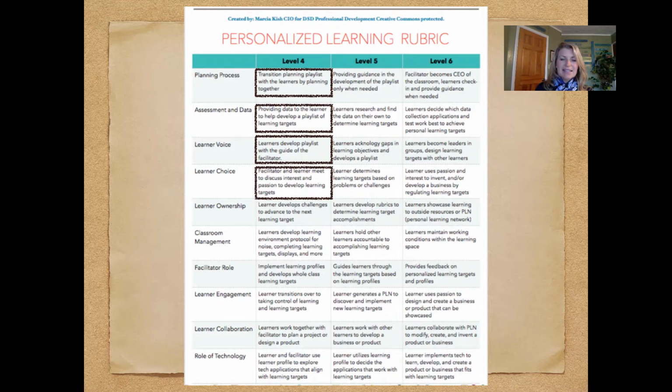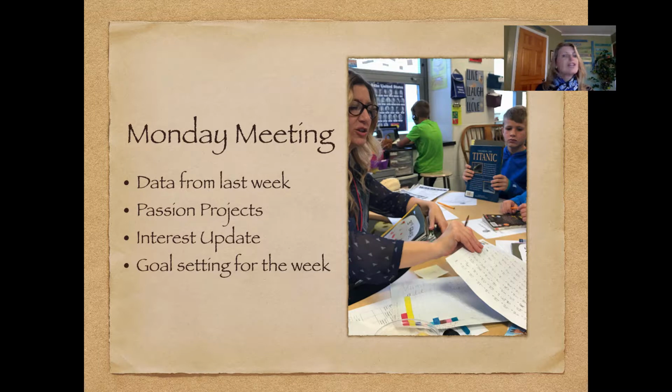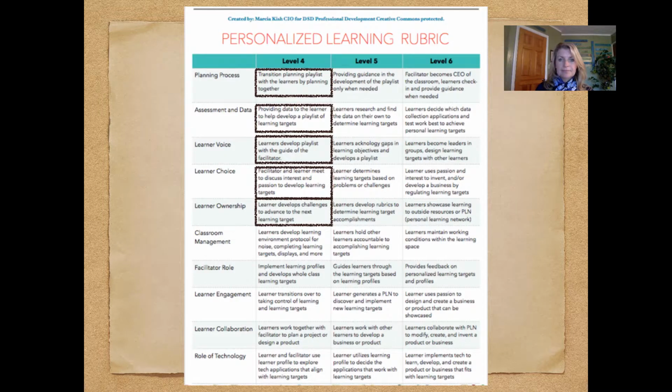All right, now we're talking about choice. So I get to know the learner. I have to understand what their passion is. So every Monday, I do a little data meeting with them. I ask, what is the data from last week saying? What are some of your passion projects? What's going on? What interest updates? For example, maybe they are no longer playing soccer, maybe now they're playing basketball. And what are their goals for the week? So again, this could be a time where you fill out the checklist.